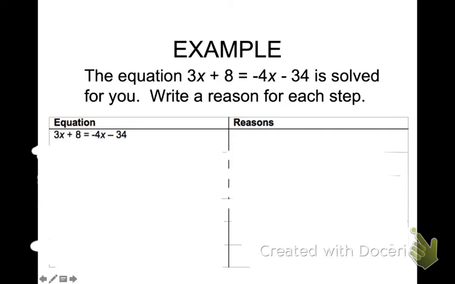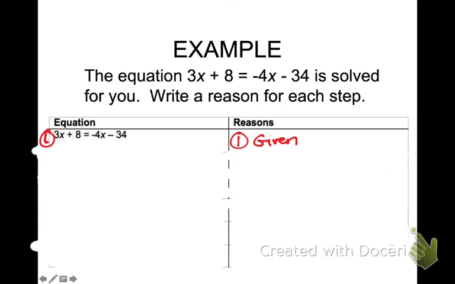So when we solve this equation for x, we're going to do all of our solving on the left-hand side, but then over here on the right-hand side, we're going to have to put all of our separate reasons for it. Okay, so your first line should always be what's given to you, the equation. So then over here on the right-hand side, I'm going to write given.